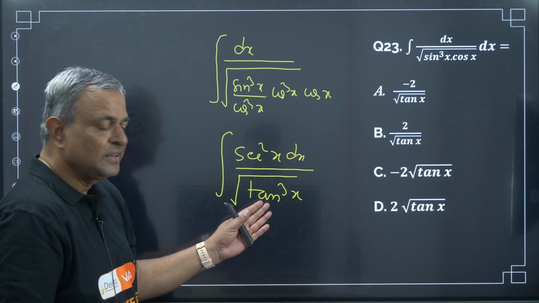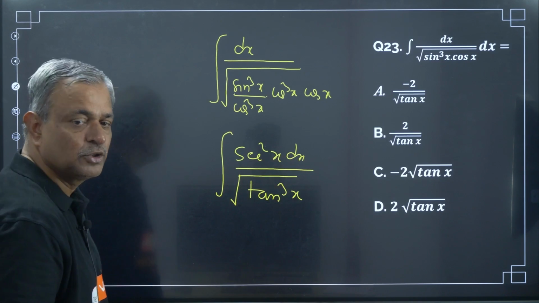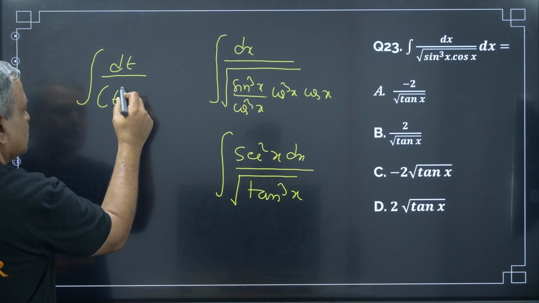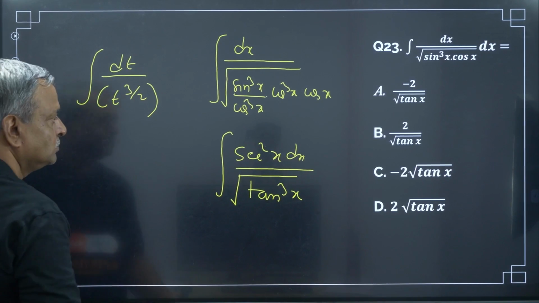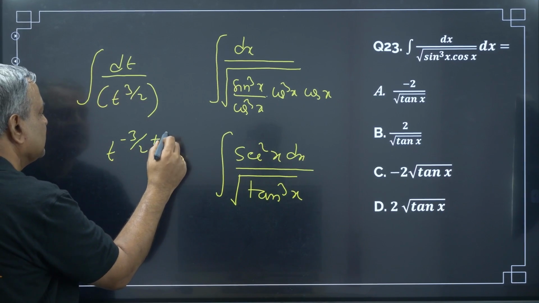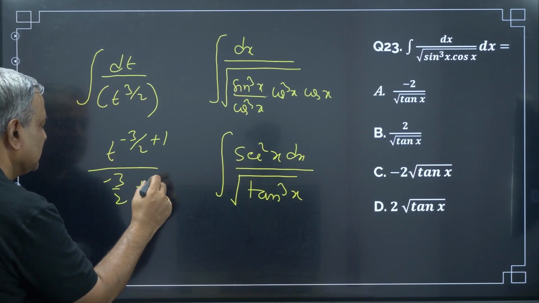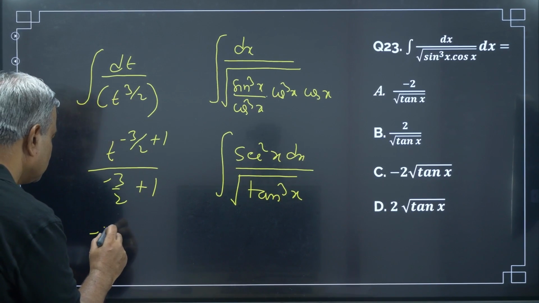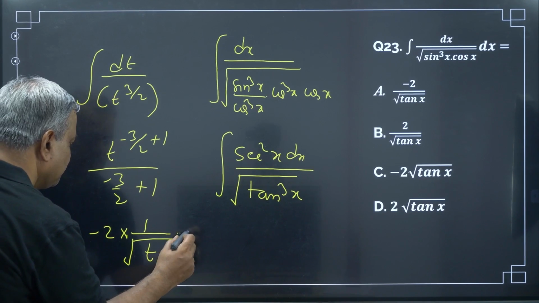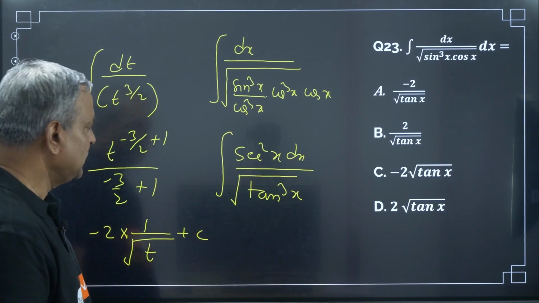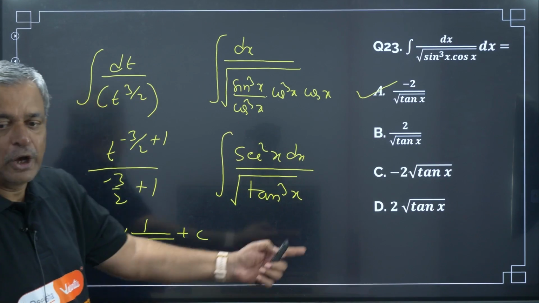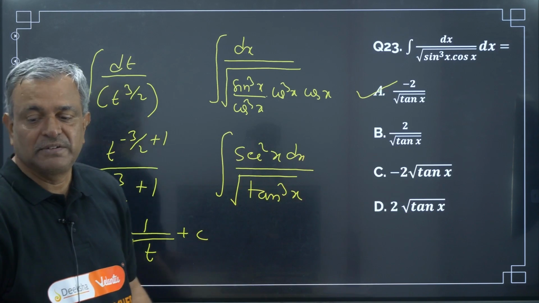Clear? Now it's very simple. Tan x is equal to t, and the derivative is given to you. So this will give you dt by t to the power 3 by 2, which you have to integrate, very easy. t to the power minus 3 by 2 plus 1 by minus 3 by 2 plus 1, which is minus 1 by 2. So minus 2 by root t plus c. Okay, minus 2 by root tan x. This is option A, correct. Okay, please complete option A. By the options you can get an idea that you have to convert it to tan.